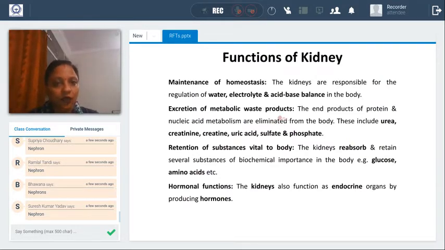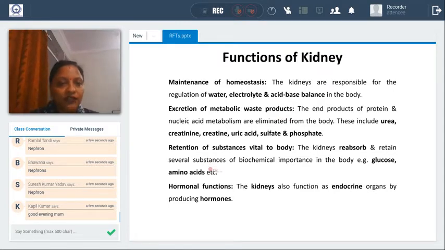What are the functions of kidney? First and foremost important function is maintenance of homeostasis. The kidneys are responsible for the regulation of water, electrolyte, and acid-base balance in the body. This is the most important function of kidneys. Next, excretion of metabolic waste products. The end products of protein and nucleic acid metabolism are eliminated from the body. These metabolic waste products are urea, creatinine, uric acid, sulfates, and phosphates.